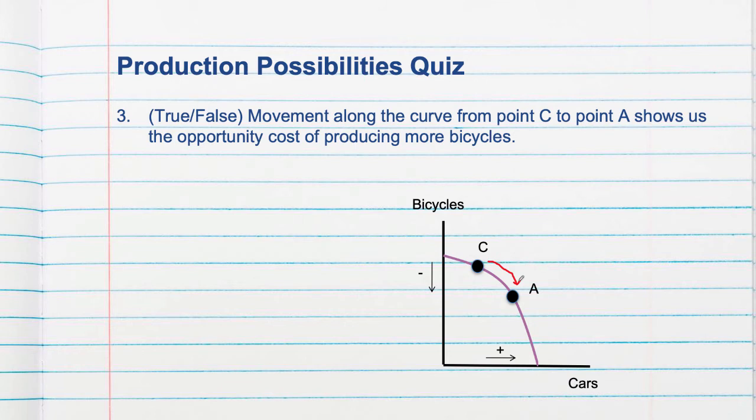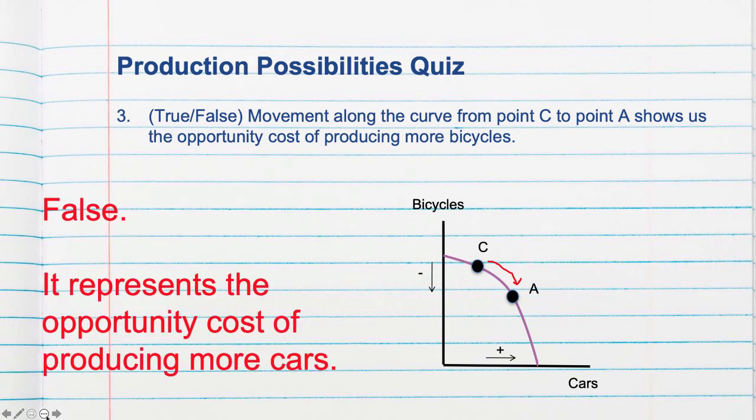Well, the answer is false. This represents the opportunity cost of producing more cars. Look at our production possibilities curve. We are giving up bicycles, to be sure, but we are getting cars in return. So what is this showing us? It is showing us how many bicycles we have to give up. This amount here. This is what we lose in order to get more cars. So it's the opportunity cost, that's what we give up, to get more cars.